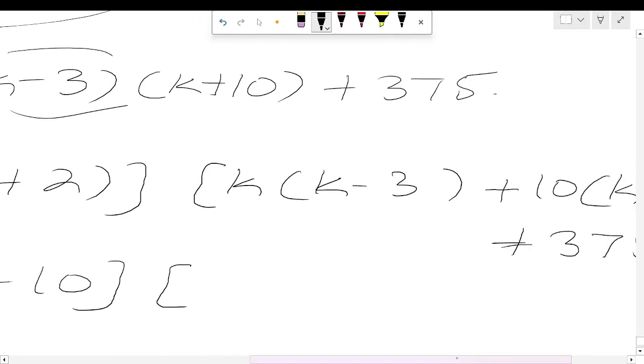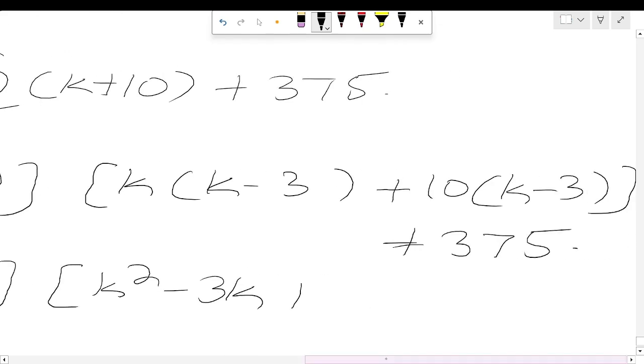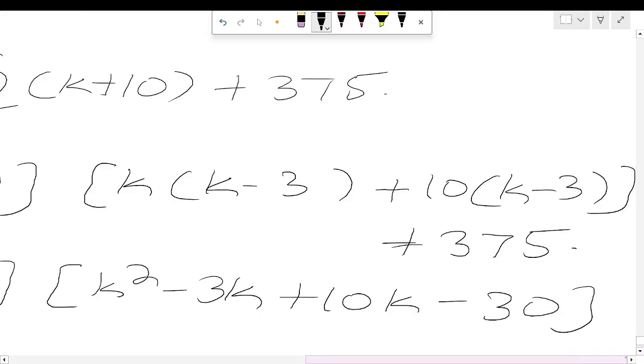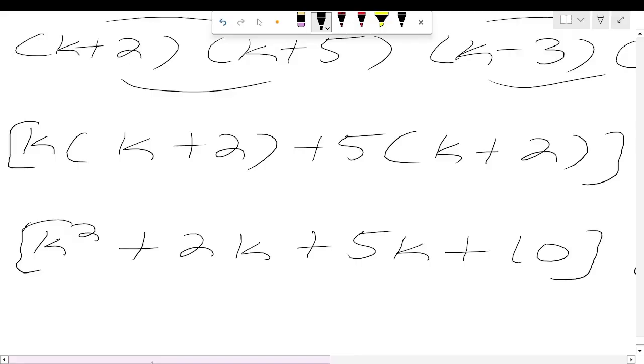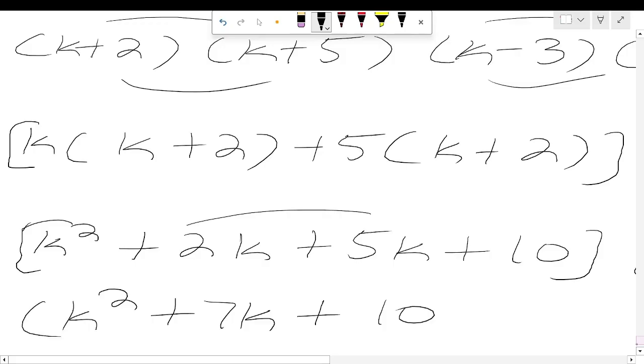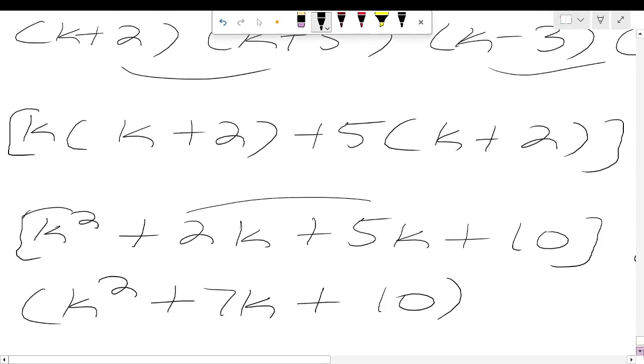And then I'll write here k square minus 3k plus 10k plus minus is minus 30. So I'll write it here, and then it will be added with 375. So I will write 375 here. Okay, after writing that, what do I need to do next? You will see that we have 2k and 5k. When we add them up, we will have 7k, and this will be our first quadratic expression.